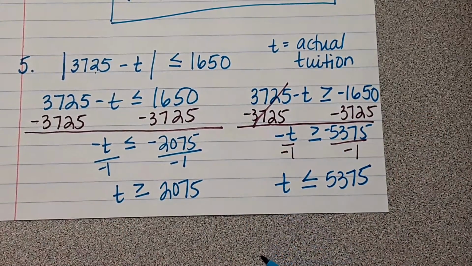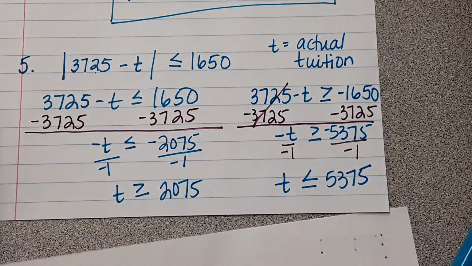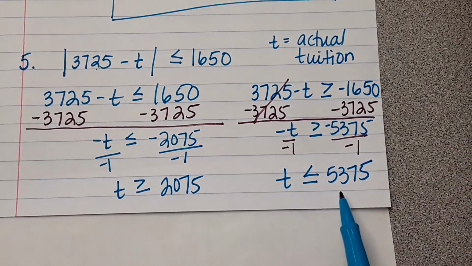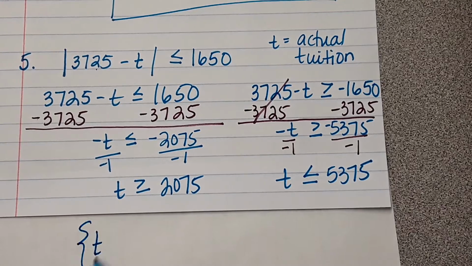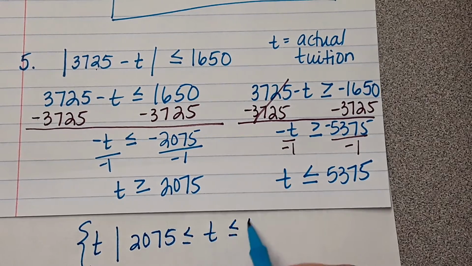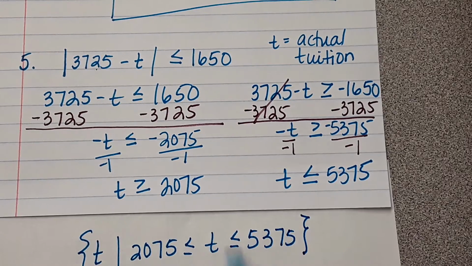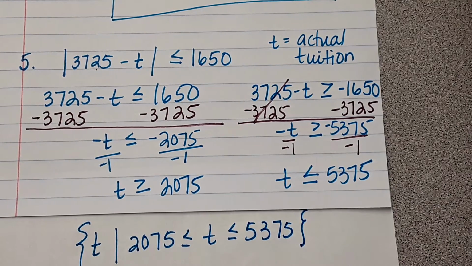So what that means is that the actual tuition is somewhere between $2,075 and $5,375. So if we went like this, we would put t such that 2,075 is less than or equal to t, which is less than or equal to 5,375. So that just means that the actual tuition is between those two amounts.